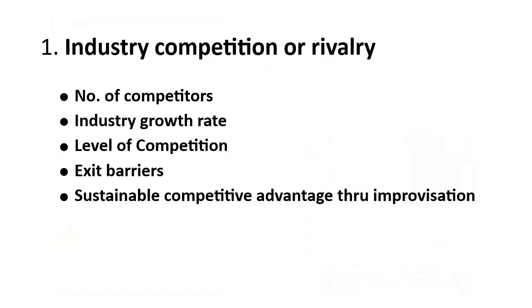The first force is industry competition or rivalry. The basic meaning of rivalry is that the companies making the same type of product are offering it to the customer to satisfy the same type of need, like Coca-Cola and Pepsi, they are the competitors. Samsung and Apple in mobiles are competitors. Samsung and LG in consumer goods are competitors. P&G and Unilever are competitors.